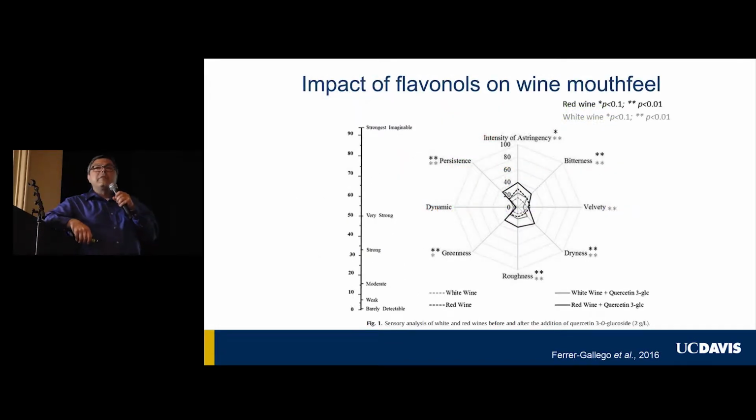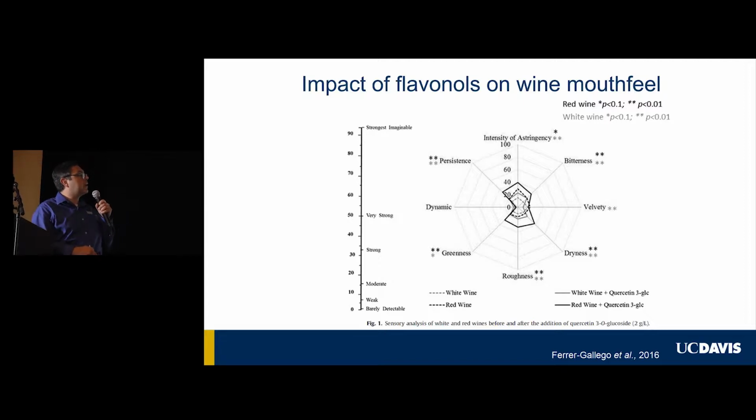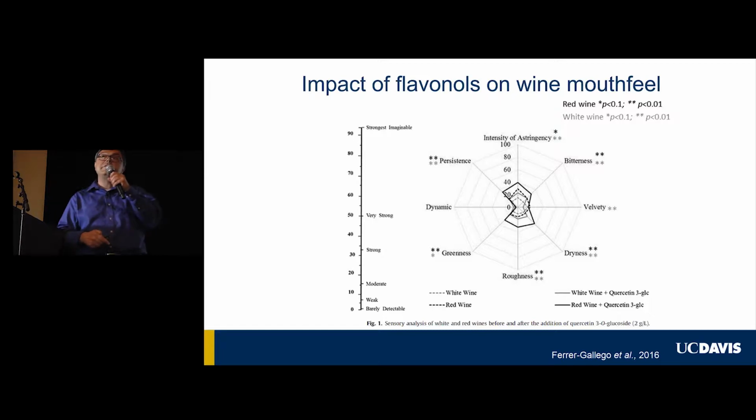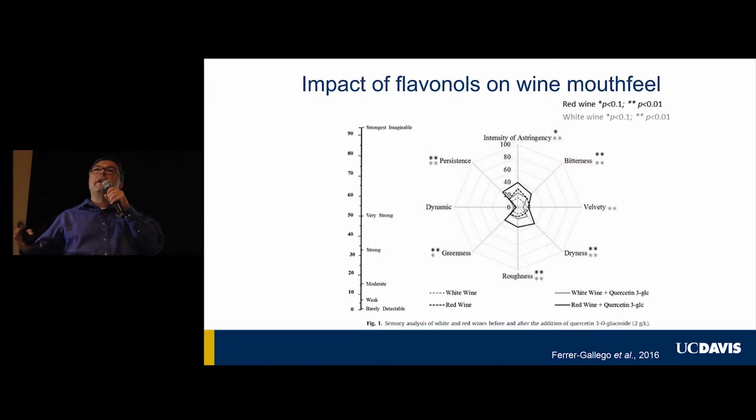Why make a big deal about flavonols? We talk about mouthfeel mostly in terms of proanthocyanidins. However, when you add quercetin 3-O-glucoside to white wine or to red wine, it does have an impact on the wine mouthfeel, and it's quite significant. The intensity of astringency and persistence change, but also bitterness changes as well. Astringency is a tactile sensation, bitterness is a taste sensation. So the balance between these two will be modulated by how readily you can degrade the proanthocyanidins later in the ripening season.